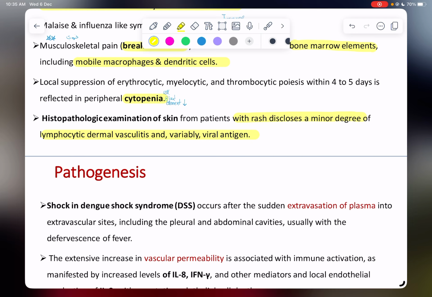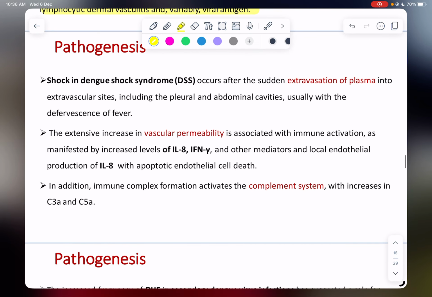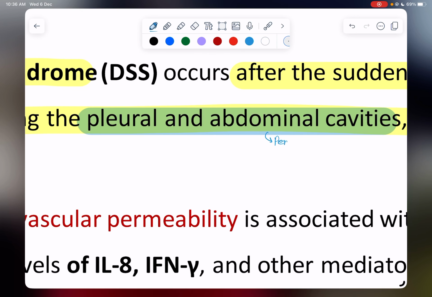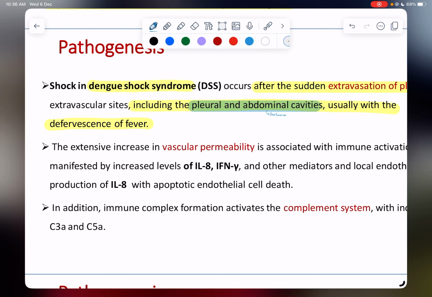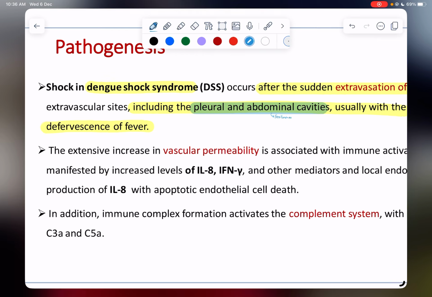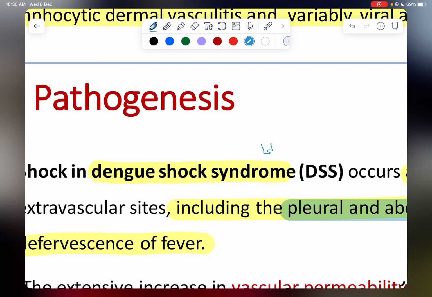Now, as I explained to you in the introduction, dengue shock syndrome occurs in a percentage of people in which there is extravasation of plasma into the extravascular sites, which may be into the pleural cavity and the peritoneal cavity as the fever is subsiding. So at the end of the disease, apparently one considers that once the fever is settling down, the disease is ending. But this is the point where the person can go into shock because of this movement of fluid. It's always or sometimes? Sometimes.